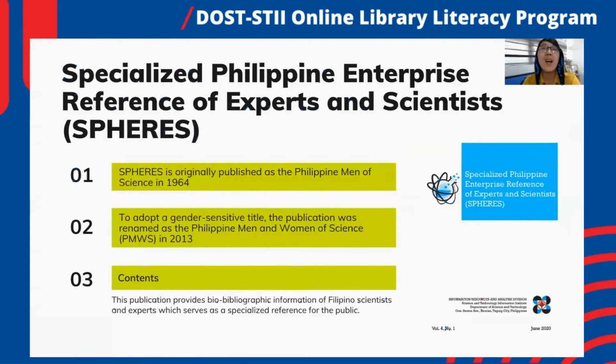Next, we have the SPEARS, or the Specialized Philippine Enterprise Reference of Experts and Scientists, which was originally published as the Philippine Men of Science in 1964 and renamed as the Philippine Men and Women of Science in 2013. So what's inside SPEARS? Are you curious about our Filipino scientists? Have you ever wondered what are their contributions in the country? Do you want to know more about our Filipino scientists? Well, if your answer is yes, SPEARS is the one for you. SPEARS provides bio-bibliographic information of Filipino scientists and experts, which serves as a specialized reference for the public.